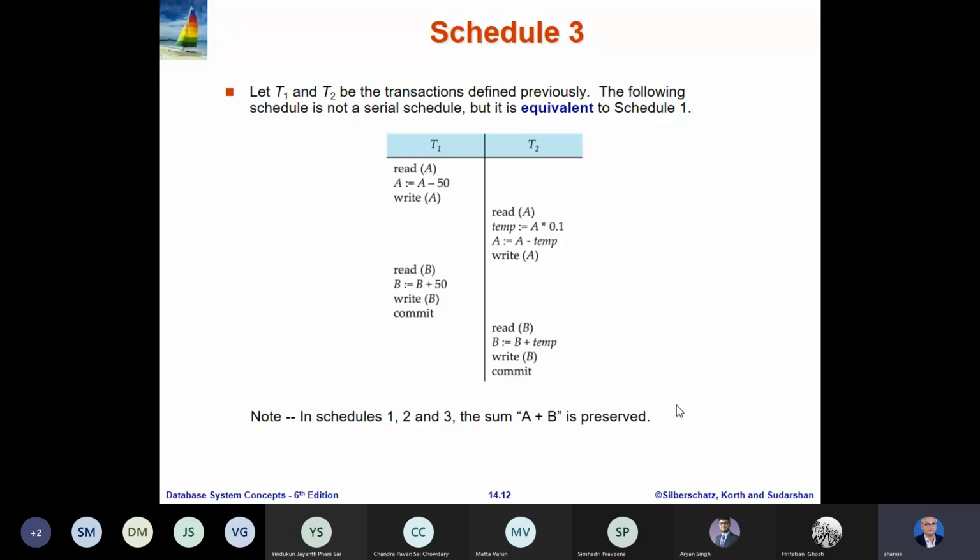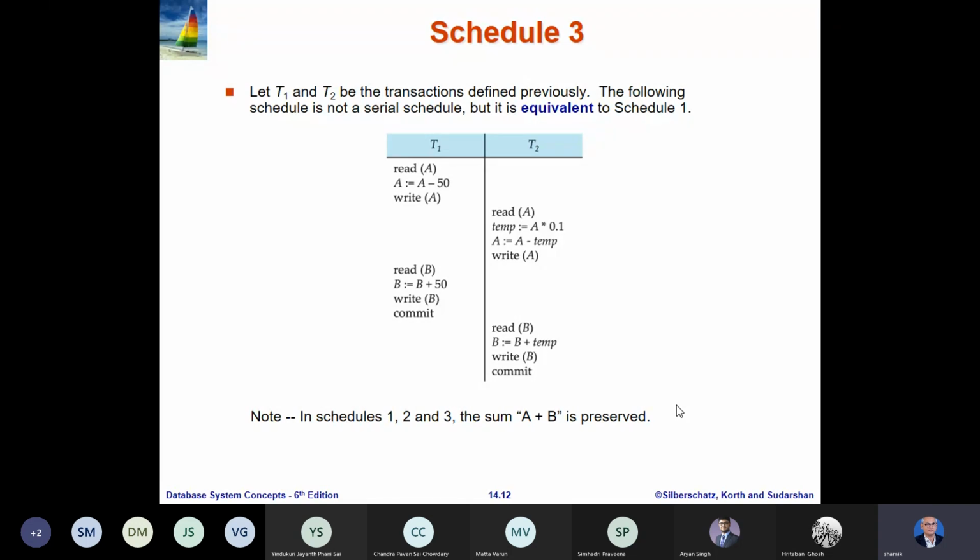The net impact is that whatever values of A and B you get after completion of this schedule, that is, after both transactions T1 and T2, the database state at the end of schedule 3 is the same as the state you would have obtained at the end of schedule 1, not the same as the state at the end of schedule 2. That means this is a concurrent schedule, but it is equivalent to schedule 1, which is a serial schedule. So schedule 3 is equivalent to a serial schedule.